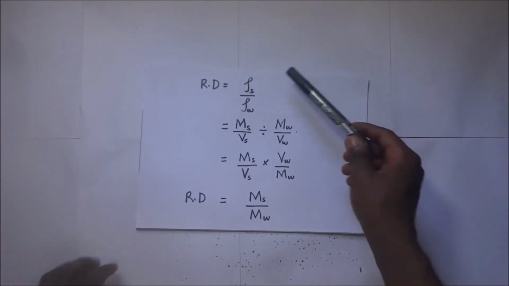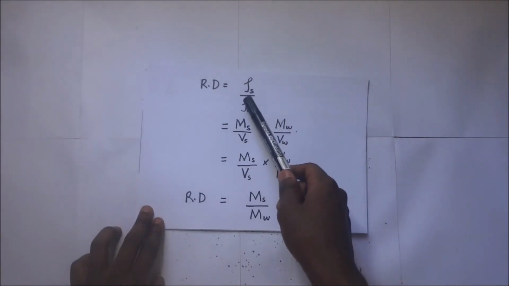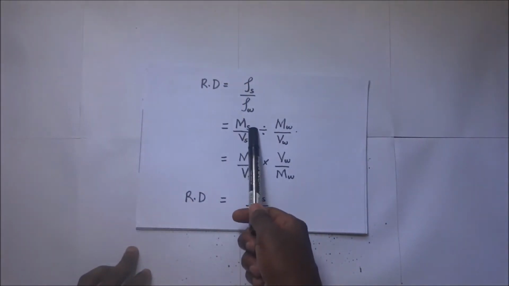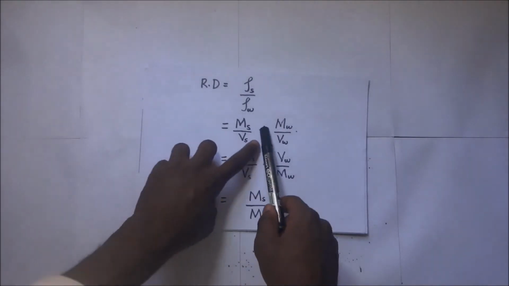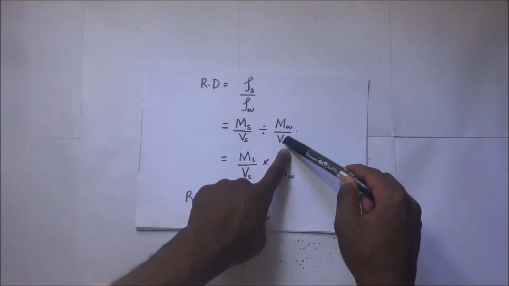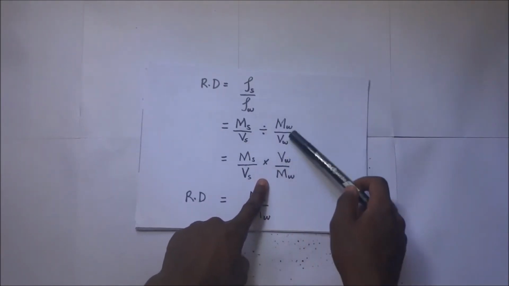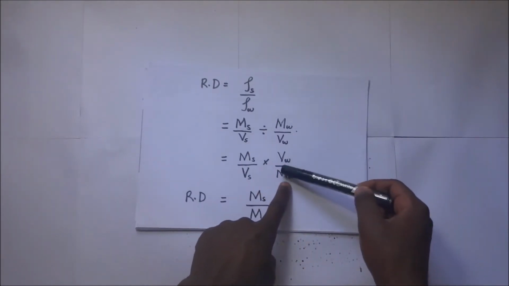So, like we said, relative density is density of substance over density of water. Density is equal to mass over volume, so it is mass of the substance over volume of substance, divided by the mass of water over volume of water. Of course, because we are dividing these two, the reciprocal of this is volume of the water over mass of substance.